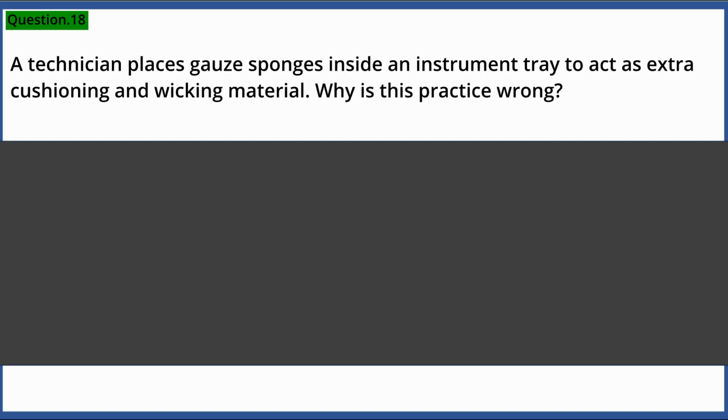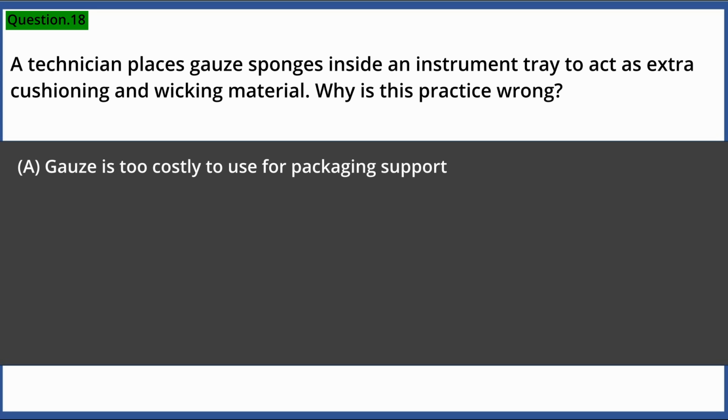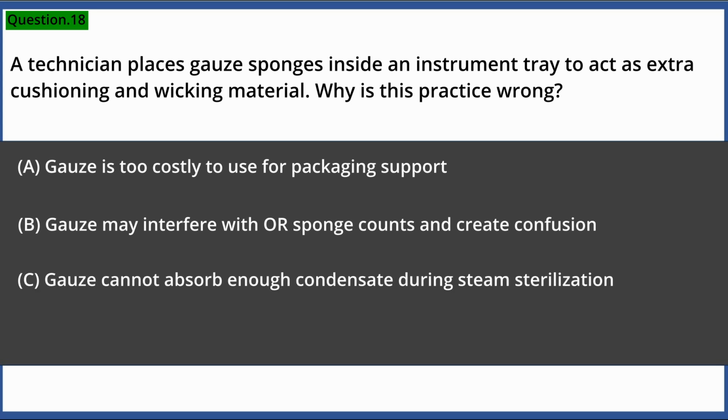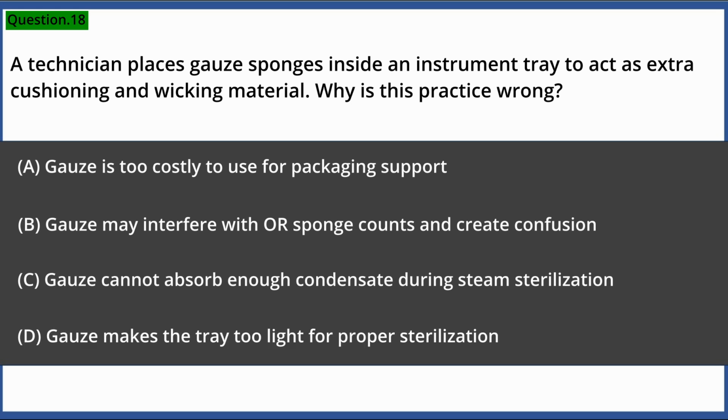A technician places gauze sponges inside an instrument tray to act as extra cushioning and wicking material. Why is this practice wrong? A. Gauze is too costly to use for packaging support. B. Gauze may interfere with our sponge counts and create confusion. C. Gauze cannot absorb enough condensate during steam sterilization. D. Gauze makes the tray too light for proper sterilization. Answer. B. Gauze may interfere with our sponge counts and create confusion.